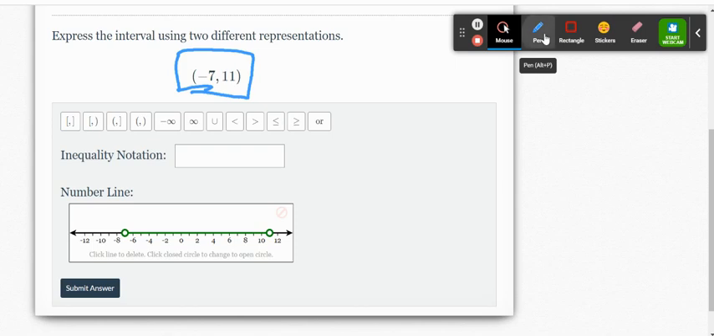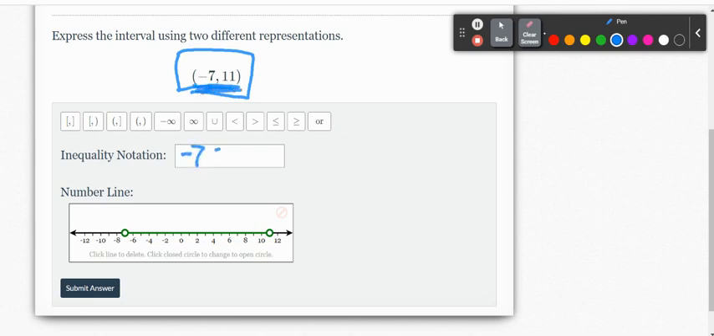And then the next part that people don't like is the inequality. Anytime it's just a set interval from here, we start at the -7, and then it's less than, not equal to, because they're parentheses, x, and then less than but not equal to 11.